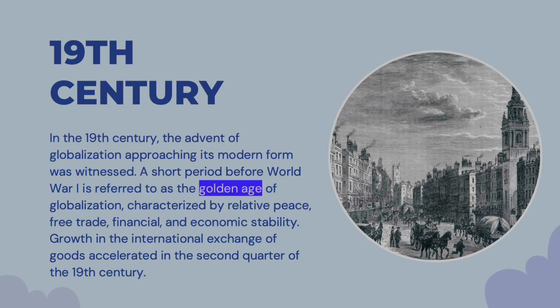Yes, exactly. The material highlights the 19th century as witnessing globalization really starting to approach its modern state. And it mentions a specific period just before World War I, often called the Golden Age of globalization. A golden age. What was so golden about it? Well, the source describes it as a time of, relatively speaking, peace, a strong focus on free trade, and pretty significant financial and economic stability. Okay. And under those conditions, international exchange of goods grew incredibly fast, especially in the second quarter of the 19th century. So having the right political and economic environment really let it take off.